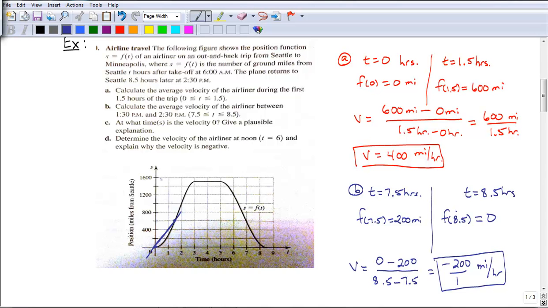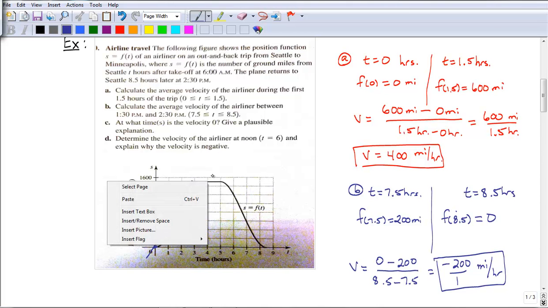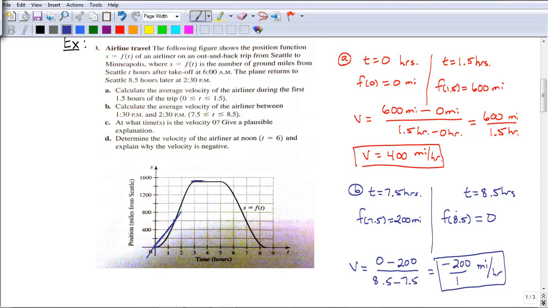Remember, a line with slope 0 is a horizontal line. And that happens all through here. Notice if I draw a line that touches the graph, a tangent line, that whole time its slope is 0. It looks like it happens from about 2 3/4 hours to 5 3/4 hours, because the slope of the line is 0, which means the position doesn't change. The position from Seattle is about 1,500 miles. That's 14. So this is 15.